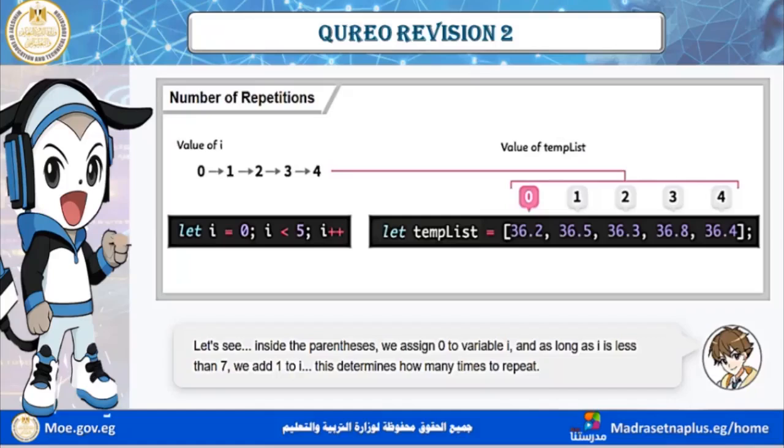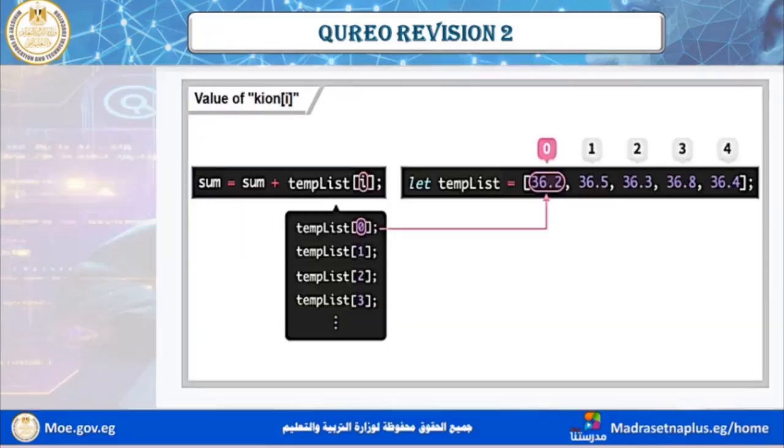So inside the parentheses, we assign 0 to the variable i, and as long as i is less than 7, we add 1 to i, and this determines how many times to repeat. So here we will add the item in the templist to the value of sum. First time we will add templist of 0, which is the first element. The next time we will add templist of 1, which is the second value of the array. Templist of 2, which is the third value of the array.